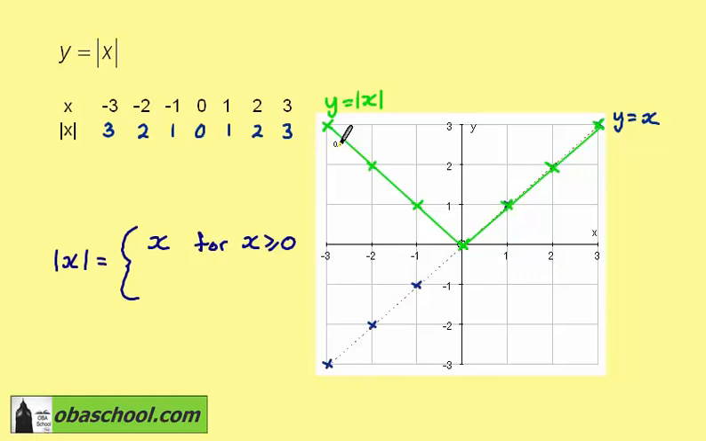If we now look to the left of the y-axis, this part of the line is part of y equals minus x. So we can say that mod x is minus x if x is less than 0.